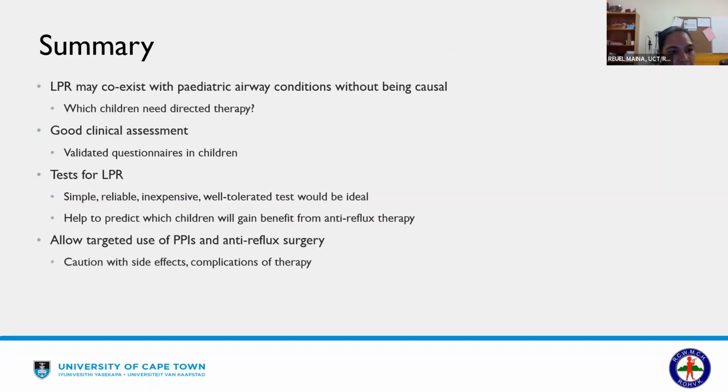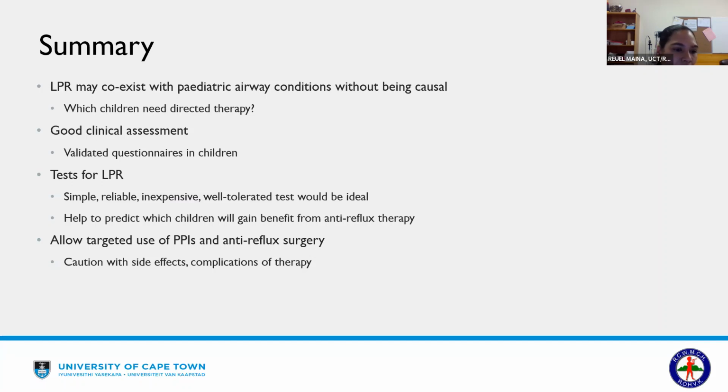So in summary, LPR may coexist with pediatric airway conditions without being the cause. Which children need directed therapy still really needs to be determined, as there are a lot of confounding factors and many patients have coexisting conditions. Good, ongoing clinical assessment is needed of these patients. However, validated questionnaires still need to be found specifically for children.